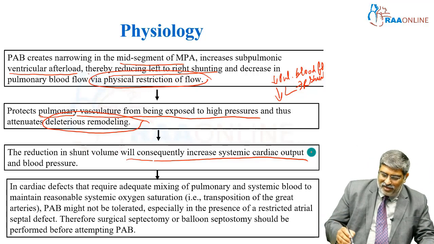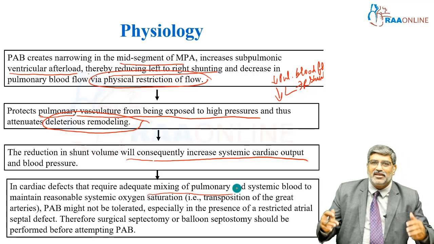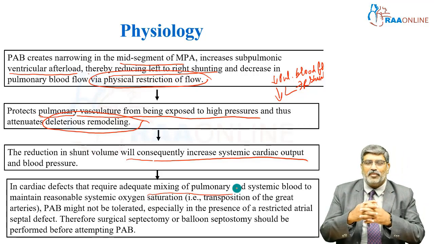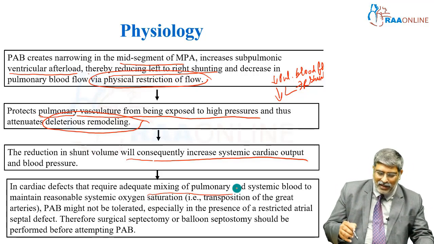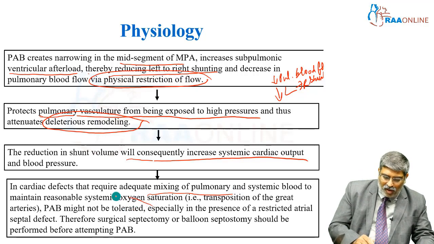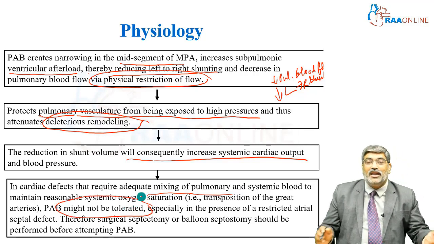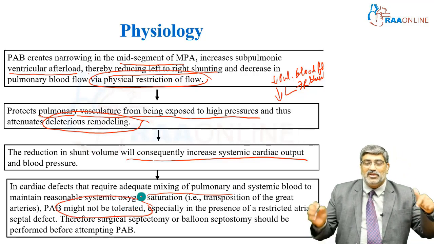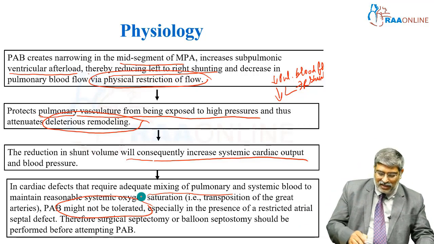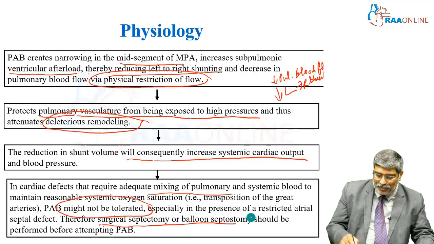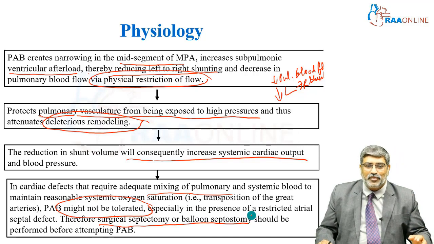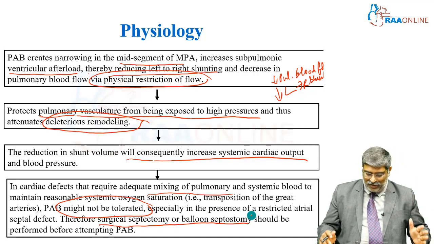Sometimes in a mixing lesion, where there is a mixture of systemic and pulmonary artery blood flow, you do a PA band, the patient may not tolerate. In that case, you have to do something to improve the mixing. Either you do a surgical septectomy or a balloon septostomy of the atrial septum.